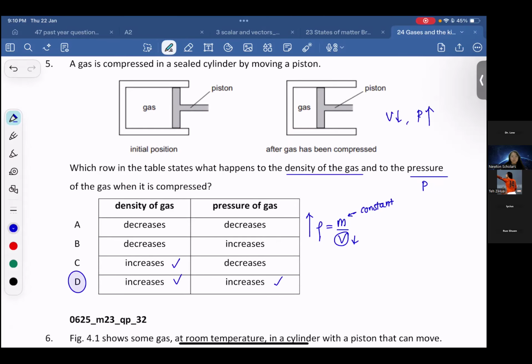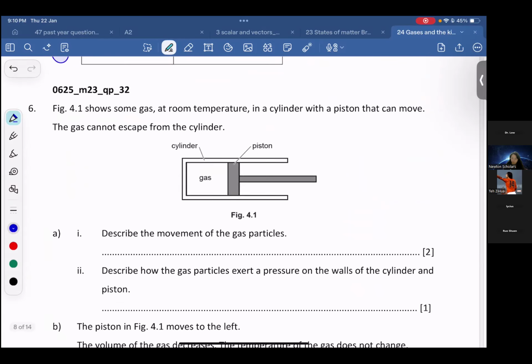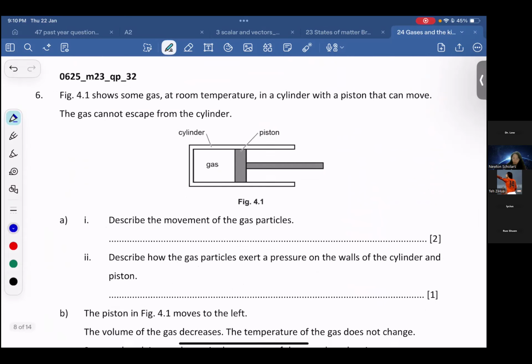Is that clear? If no question, then we can go to question number 6. Figure 4.1 shows some gas at room temperature in a cylinder with a piston that can be moved. The gas cannot escape, so the number of particles is fixed. At room temperature, that means they didn't heat it, so temperature is constant. So this question is related with Boyle's law.